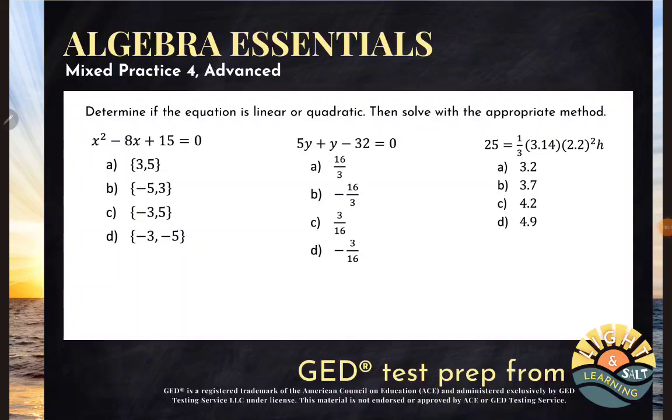The directions here are weird. I get it. We've never seen anything like this before. However, this is a skill you need. To be able to distinguish between a linear and quadratic equation is important because we use different methods to solve them. So it says determine if the equation is linear or quadratic, then solve with the appropriate method.